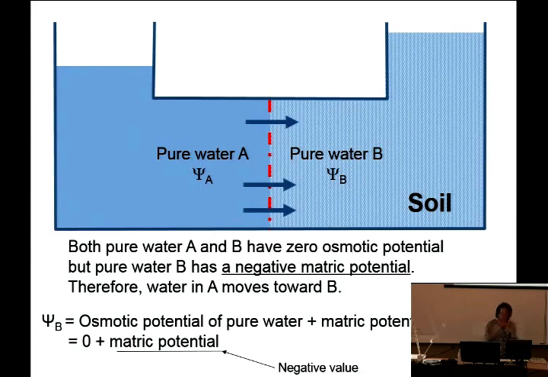So the water is attracted by the substrate. Therefore, water moves from left to right. And if you want to think about the water potential, pure water has zero water potential. And the right-hand side is the osmotic potential of pure water, which is zero, and the matrix potential, which is a negative value. So again, from zero to more negative, water moves, all right? So everything can be explained.